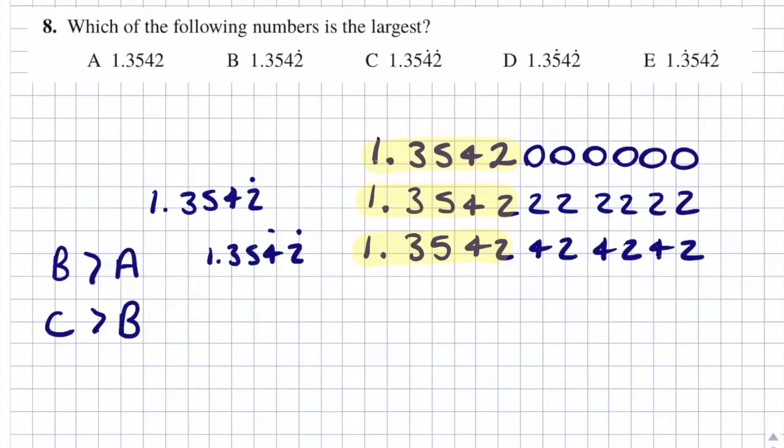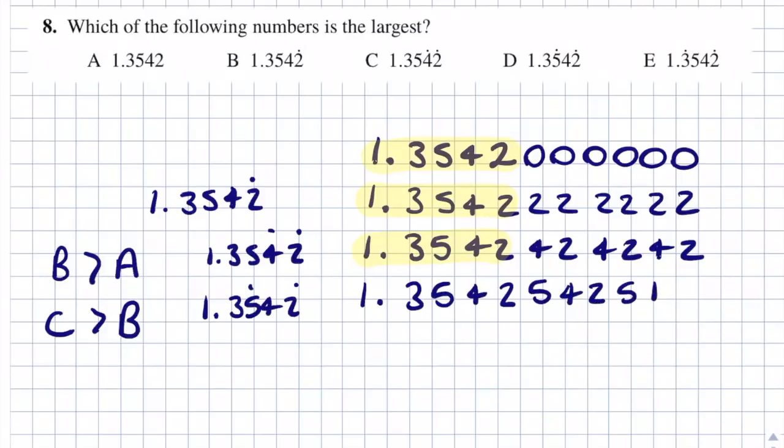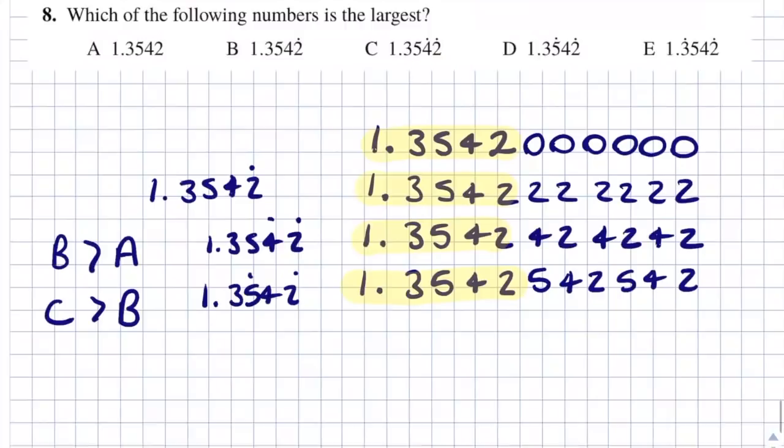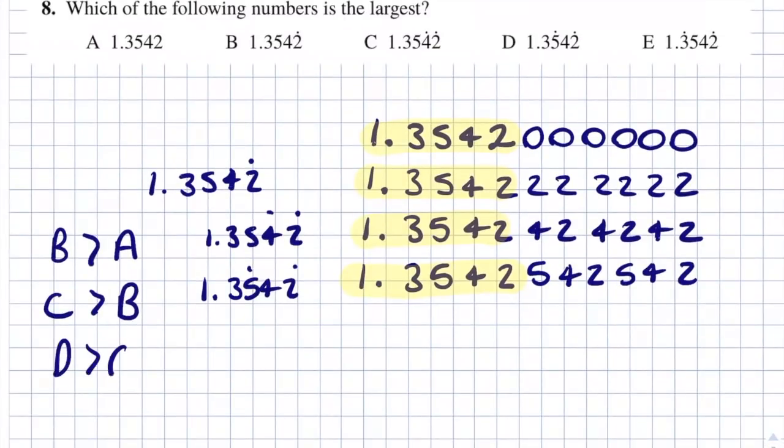Okay, if we look at D, D is 1.3542, where the 5 and the 2 are recurring decimals. So that's the same as saying 1.3542, and then the 5, the 4 and the 2 are just going to keep on recurring. And again, these first few digits are the same, but after the 2, you should be able to see that the 542 that keeps on recurring is greater than the 42 that keeps on recurring. So that means D is greater than answer C.